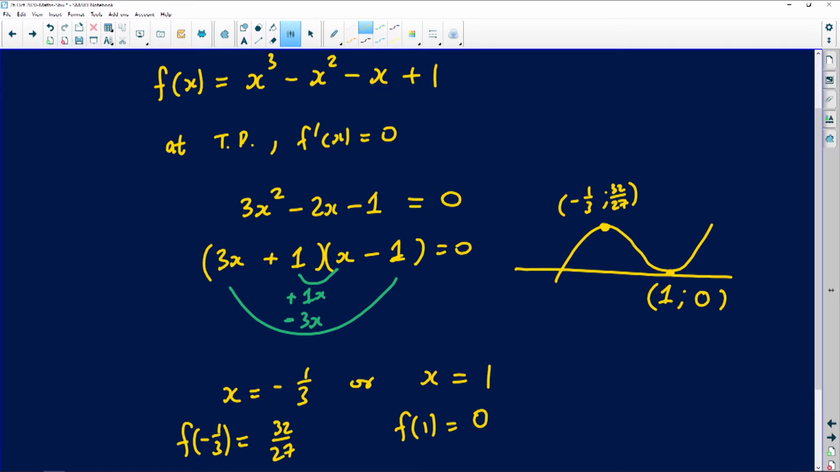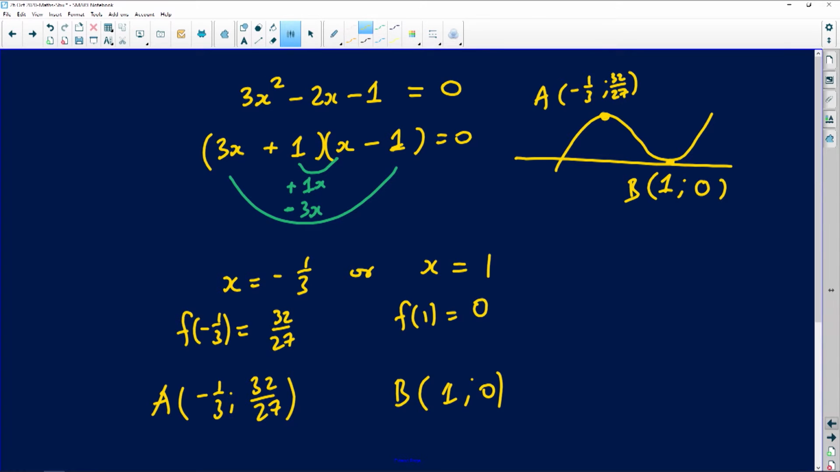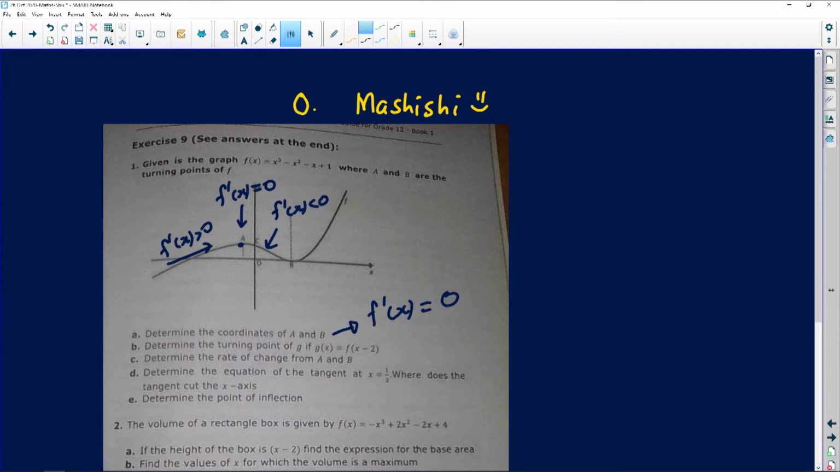So remember the question was asking for the coordinates of A and the coordinates of B. So A will be negative 1 over 3 and 32 over 27, and B will just be 1, 0. That's what these things are going to be, because this is where A is and this is where B is located.